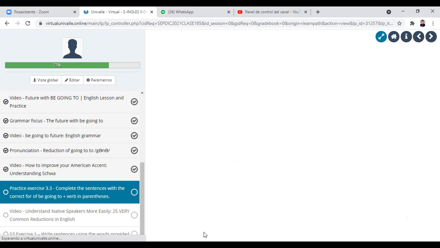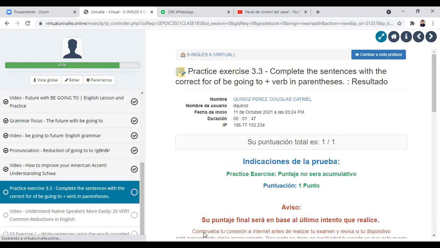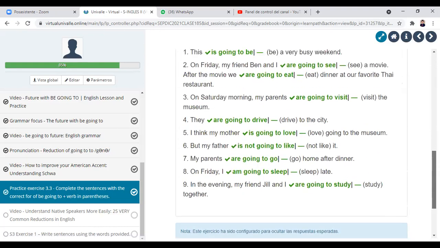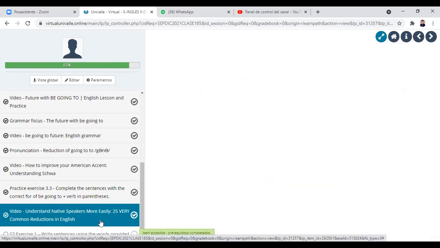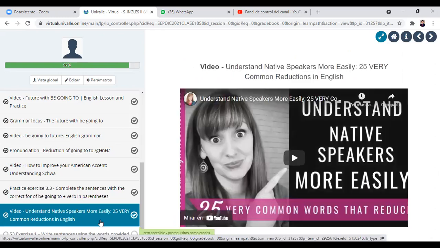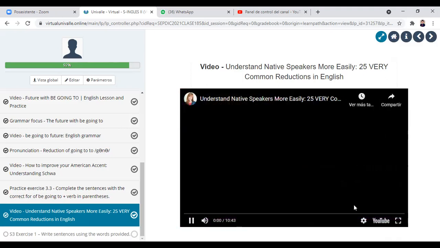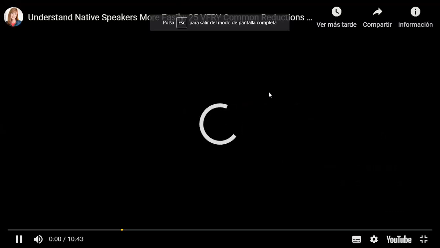Now I'm going to submit and I'm going to make sure if they are right. It means that all of them are correct answers. Okay, if you look at this, all of them are very well answered. Okay, now you're going to understand native speakers more easily, which helps you enhance your knowledge in English. Okay.